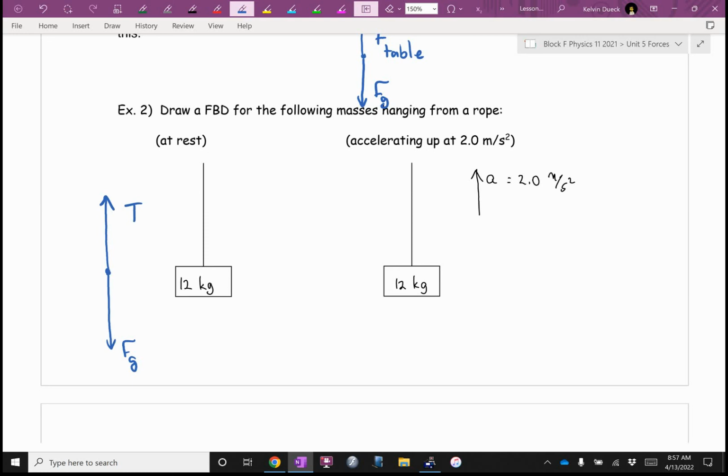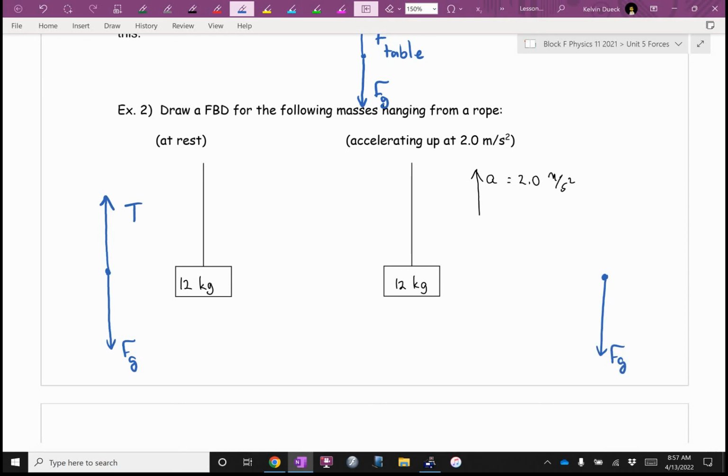Second diagram. Mr. Duick, won't it be exactly the same? I don't know. It's a good question. It wants me to do a free body diagram for this. Okay, I'm going to represent the mass with a dot. What are the forces acting on this mass? Get the obvious one. Good. Gravity down.